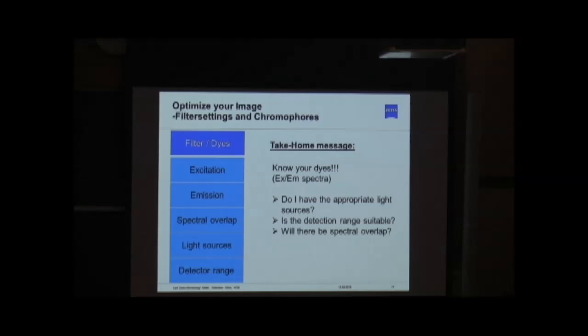Because only when you know these properties, the spectral properties, you can answer the question whether you actually have the appropriate light source on a specific microscope system to illuminate the dyes and get strong signal back from a staining. Another question that you can also answer once you know the excitation emission spectra is whether the detection range of your microscope system, no matter whether it's a filter-based system or a spectral range on a confocal laser scanning microscope system, is actually suitable for the dyes that you want to image. And the last question, a very important question, is: will you have some spectral overlap if you have two, three, or four dyes in your sample? And the topic that I would like to talk about now is called crosstalk.